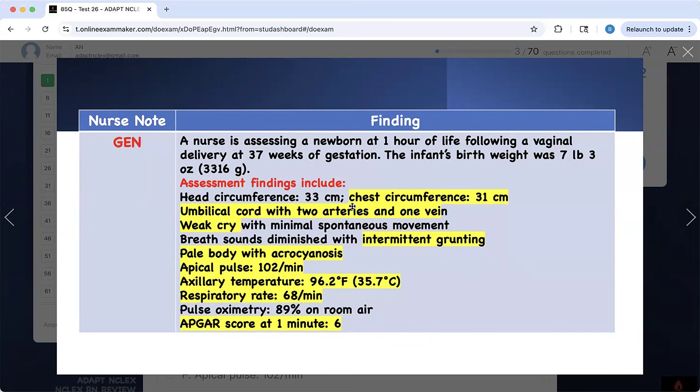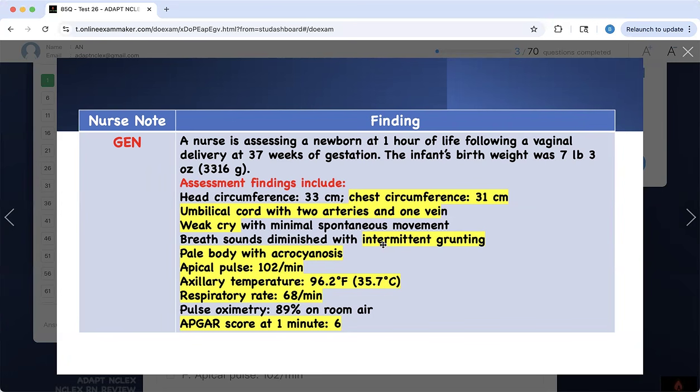The body is pale with acrocyanosis. Apical pulse is 102. Axillary temperature 96.2. Respiratory rate of 68. Pulse oximetry 89% on room air, and an Apgar score of 6 at 6 minutes. Newborn physical health assessment. This is what the content is about.